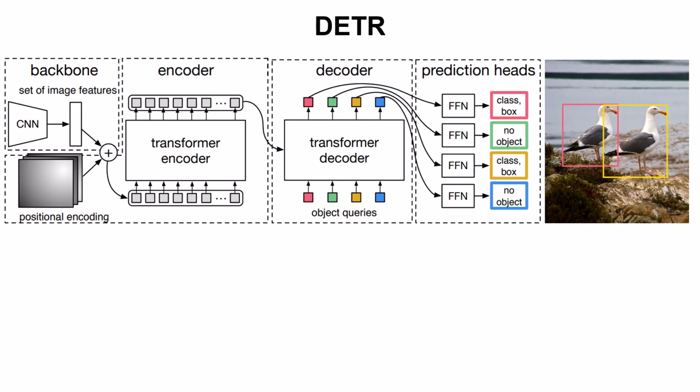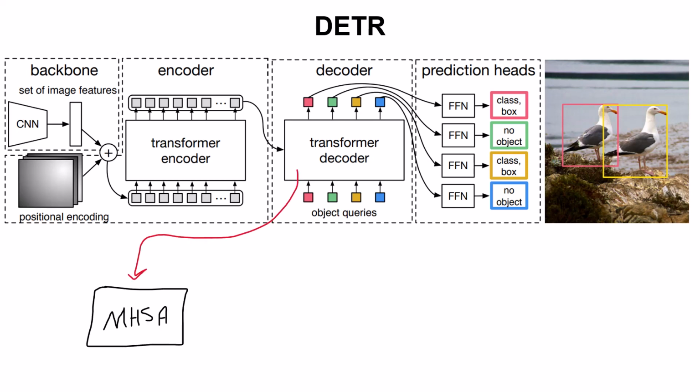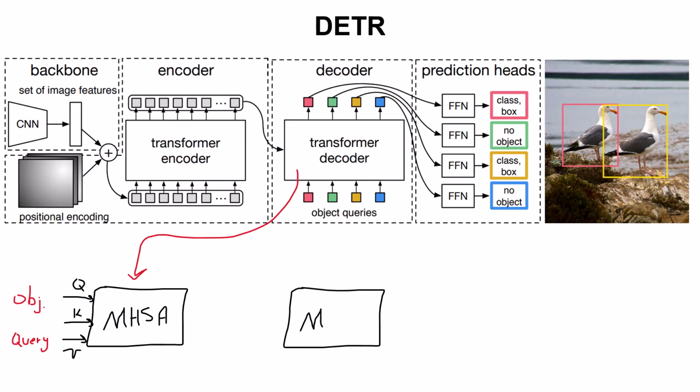But how? Let's see what's happening inside this transformer decoder. So inside of this transformer decoder, we have a multi-head self-attention, which, like always, receives a query, a key, and a value, all of which are these object queries. So what about the transformer encoder output? We have another multi-head attention following that, where the query comes from the output of the previous multi-head self-attention, and the key and value come from the encoder output.